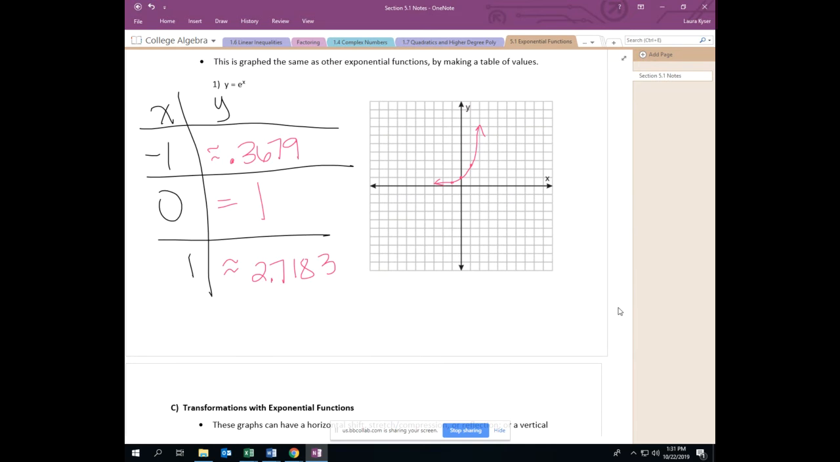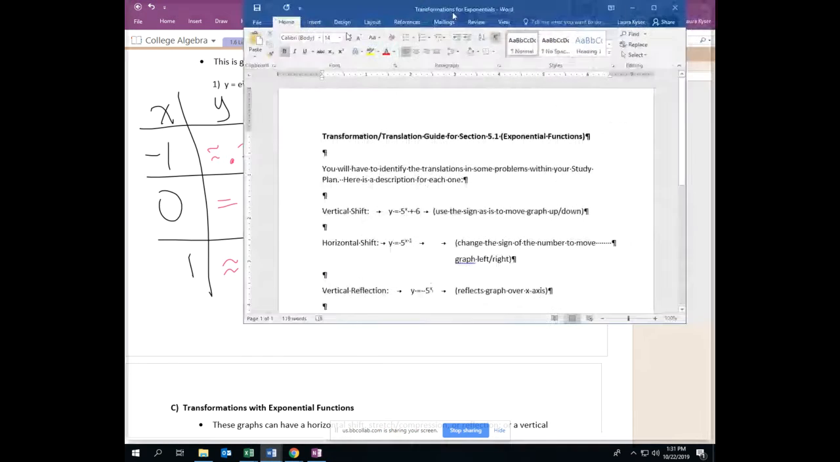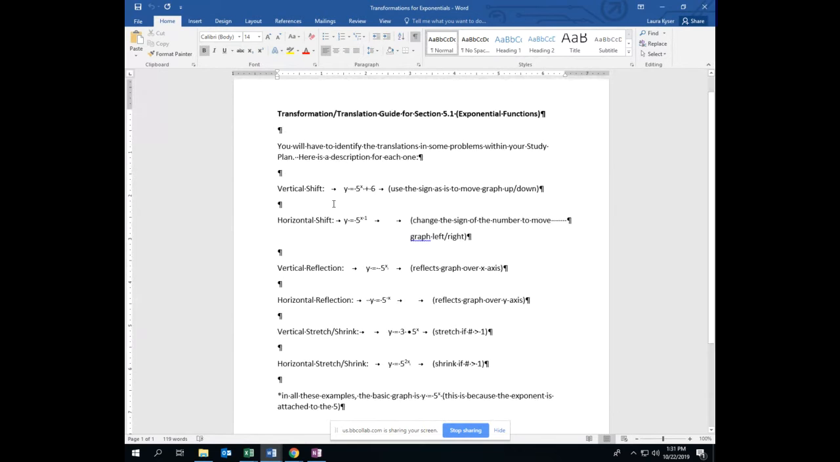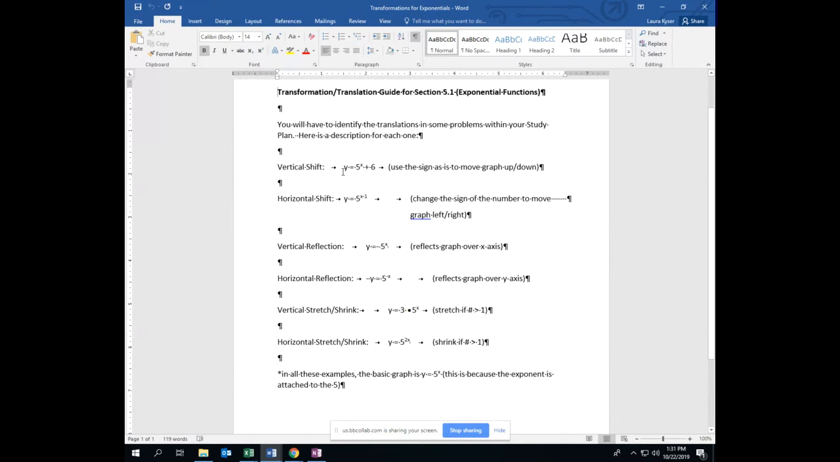With exponential graphs, there are transformations associated with them as well. So here's where I'm going to bring up that other sheet just so you can see it for a second. The transformation information for exponentials is also included in all of these notes. So this is the transformation guide for this section. And it talks about all the same kinds of transformations that we discussed before: vertical shifts, horizontal shifts, reflections, and the stretches and shrinks.